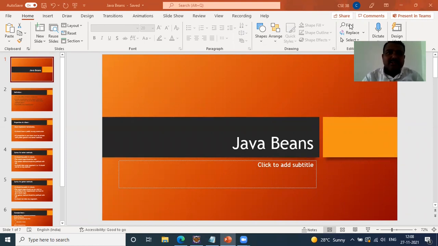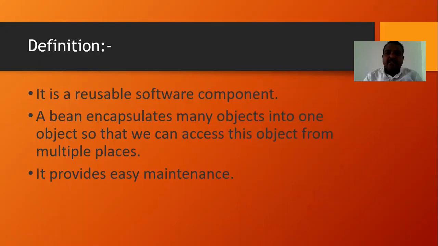So first of all, we'll see what the definition of a bean is. A Java bean is a reusable software component. It means a component which is designed for one application can be used in other applications, which can include the same features there.